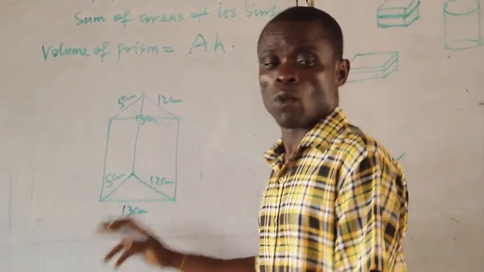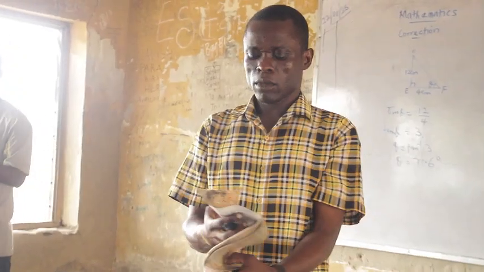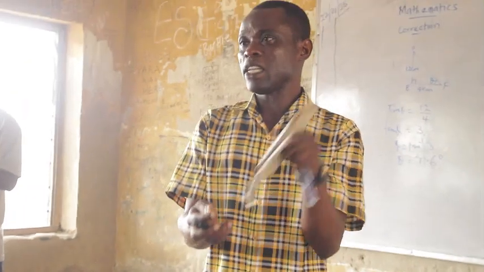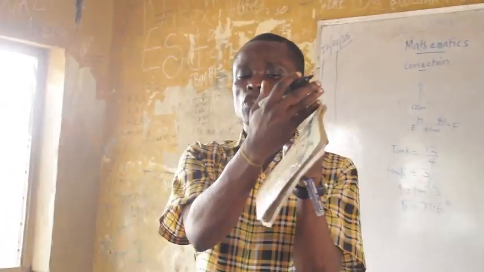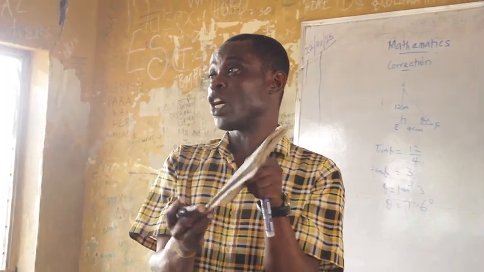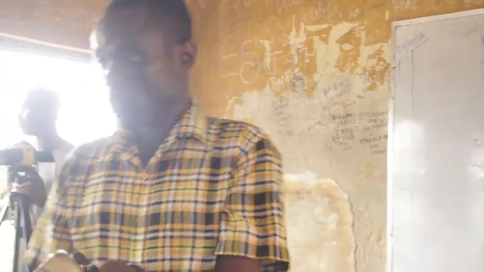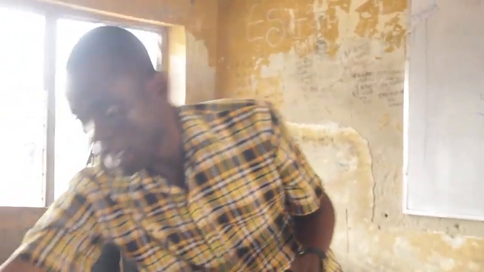Are you with me now? What I'm saying is this. Let me use this note to demonstrate. Let's say this is the base, and if I cut it along this diagonal, it will give me a triangle. If you have a note, bring your note. Look at this note.